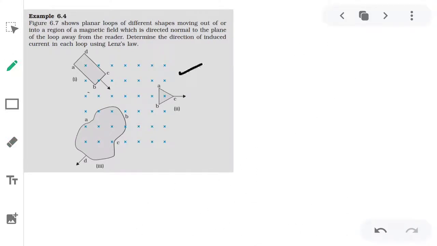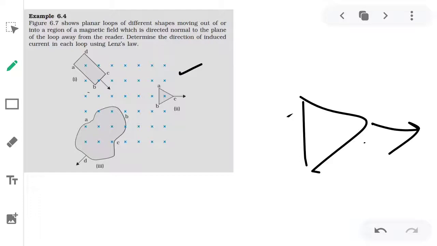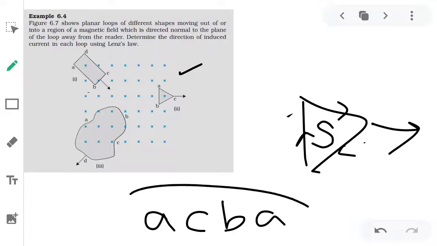In the second case, it's triangular. This loop is moving outward. Outward means the flux is decreasing. Decreasing means opposite polarity. As we know from the previous case, north is above the board. So the triangle is here. North is above the board, it is going away, which means decreasing, which means opposite polarity, so a south pole is formed here. South means clockwise. So the direct answer is A, C, B, A.